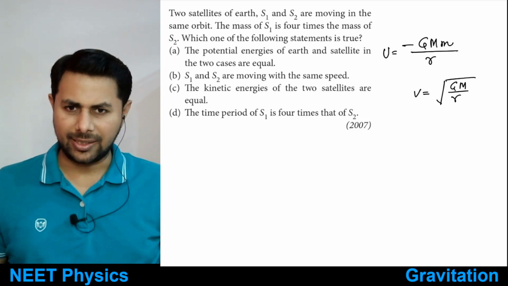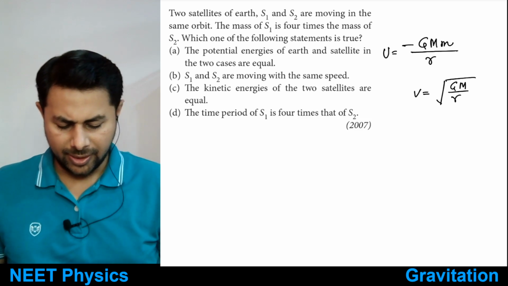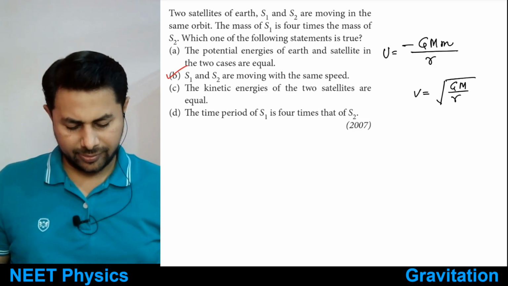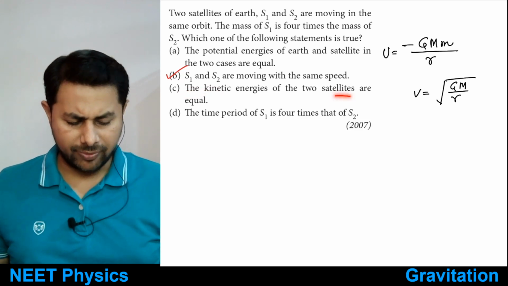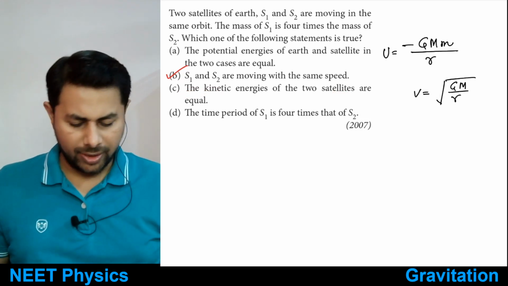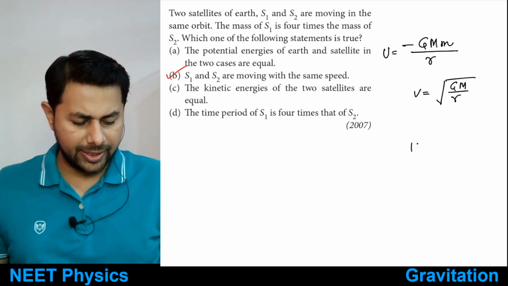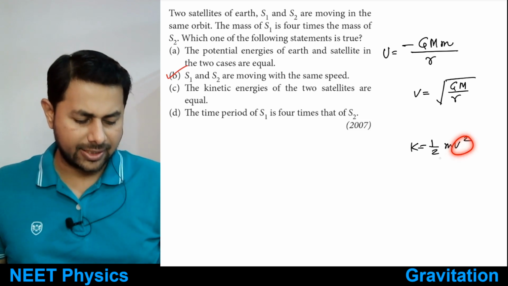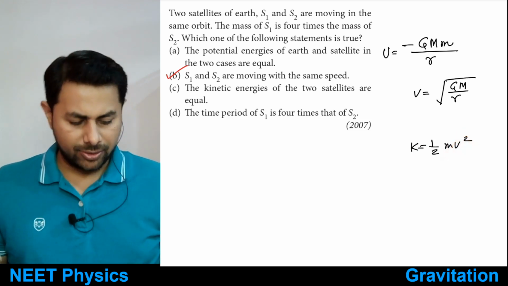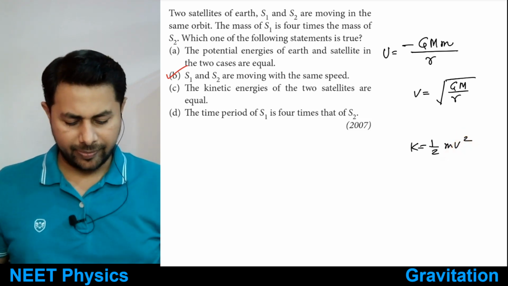Okay, speed of the satellite does not depend on its mass. So option B is correct. Then, the kinetic energies of two satellites are equal. They are not equal, of course, because KE is equal to half of m v square. Though the speeds are same, masses are different, so kinetic energies cannot be same.